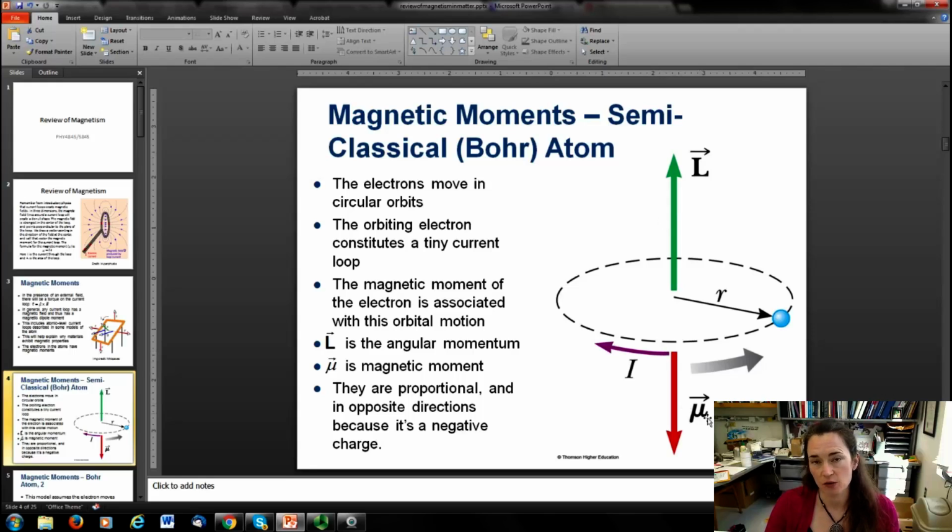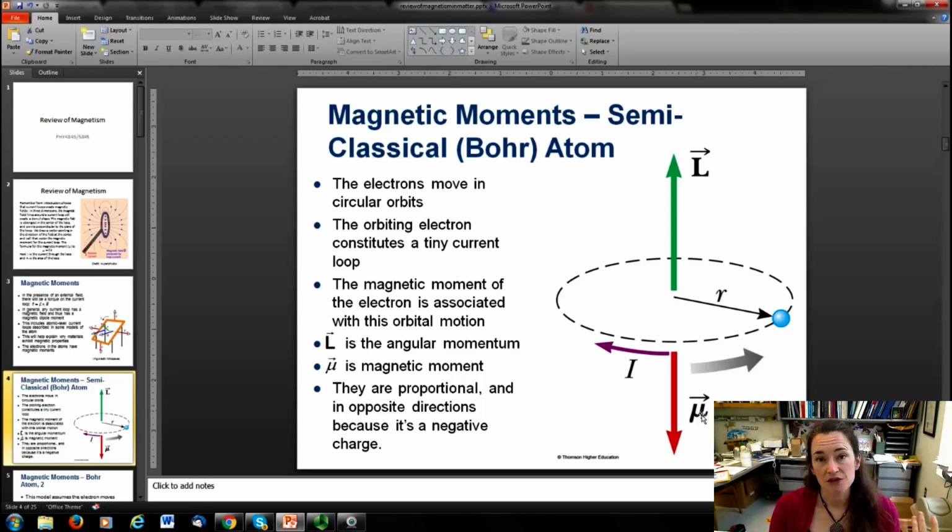Remember, you can figure out what direction your magnetic moment is going to point by using the right-hand rule. So if you take your hand and curl your fingers in the direction of current flow, then your thumb is the direction of the magnetic moment. Okay, so in this case, we have a current going this way, so our magnetic moment points down.